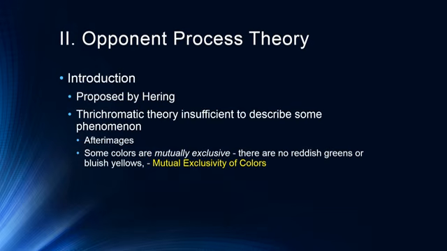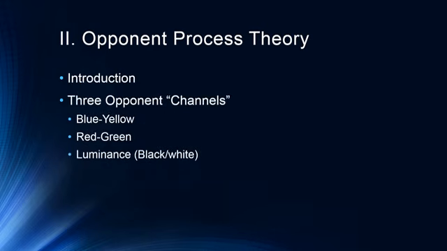So some colors are what we call mutually exclusive. Red and green are an example of that. There are no reddish greens or bluish yellows. And we call this the mutual exclusivity of colors, which indicates that there are independent neural processes involved in those colors, that red and green work in opposition and blue and yellow work in opposition.